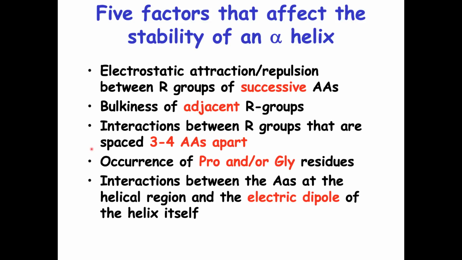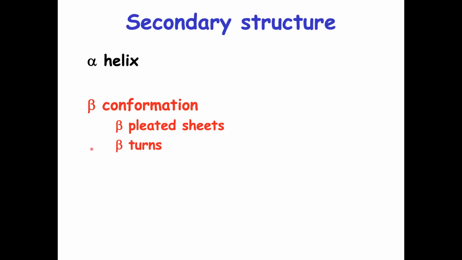And finally, there are interactions between amino acids that are at the end of the helix. Remember how when we had that electric dipole, there was a positive charge at the amino terminus and a negative charge at the carboxy terminus. And as a result of that, you typically find negatively charged amino acids at the amino terminal end and a positively charged at the carboxy terminal end. And again, the opposite charges tend to stabilize the structure. So those are factors that contribute to alpha helix secondary structure.